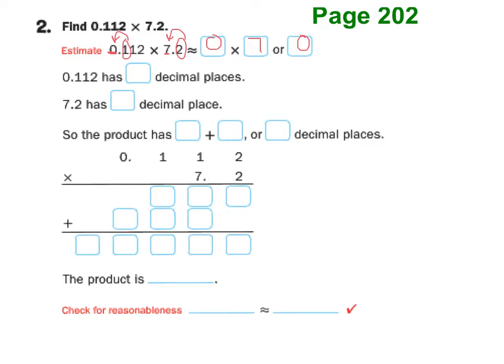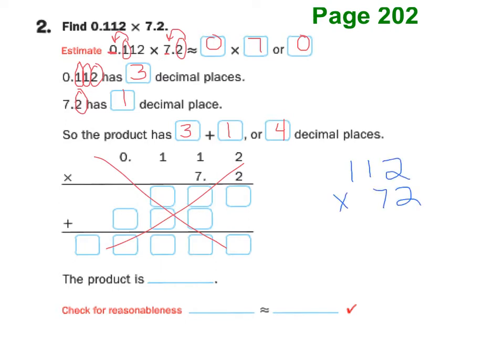So in the number 112 thousandths, I have 1, 2, 3 digits behind the decimal. And in 7.2, I have 1 decimal place. So my answer, the product, will have to have 4 total decimal places. So I'm going to go ahead and skip using the boxes over here. Let's just work over here on our side by ourselves. So I'm going to go ahead and just drop the decimal places. I'm going to take 112 then and multiply by 72.